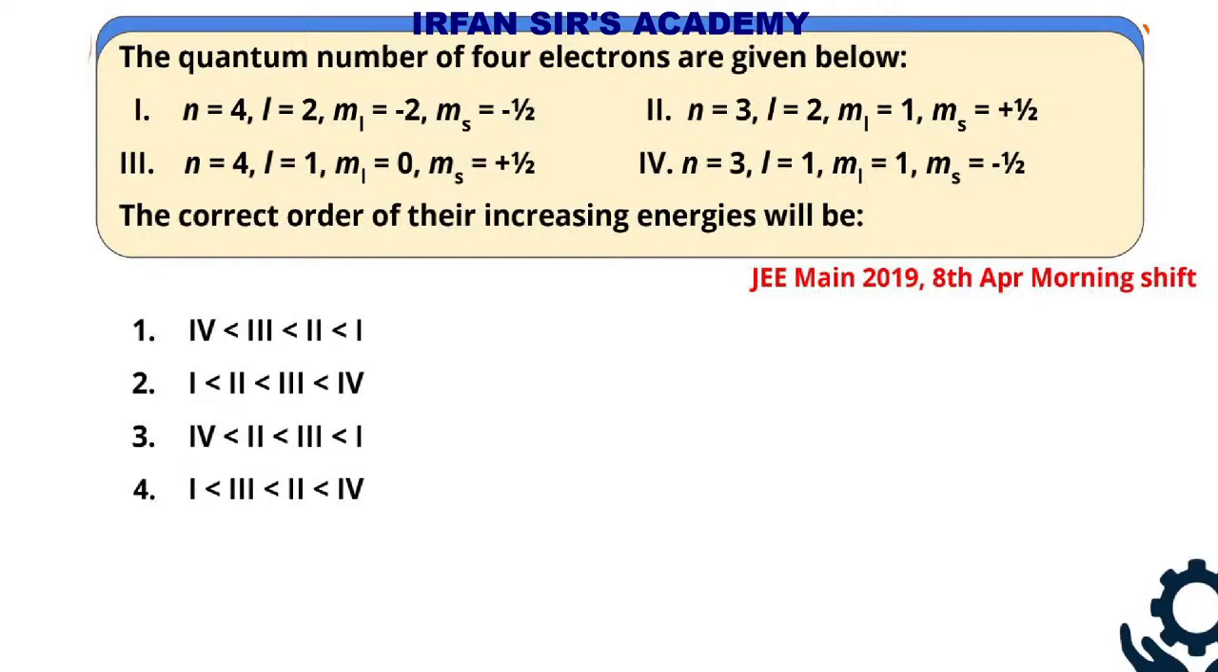Asked in JEE Mains 2019, 8 April morning session. Tell me the answer for this. Tell me the answer. Hafsa, 4. We'll see. Okay. Khan Farzana, 4. Others also comment.